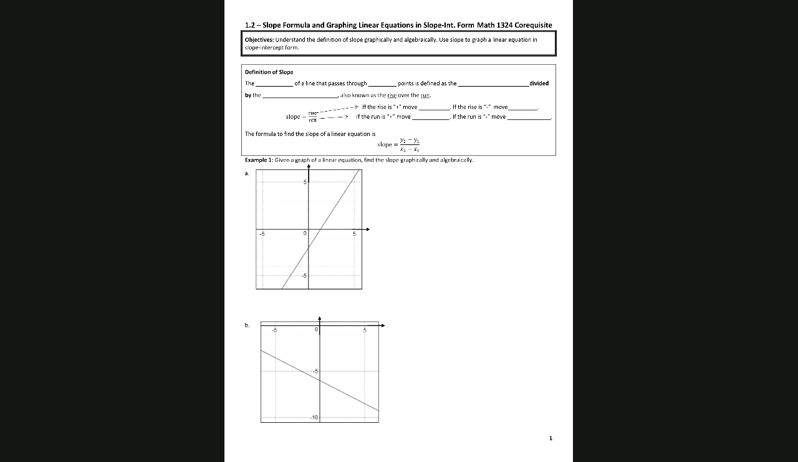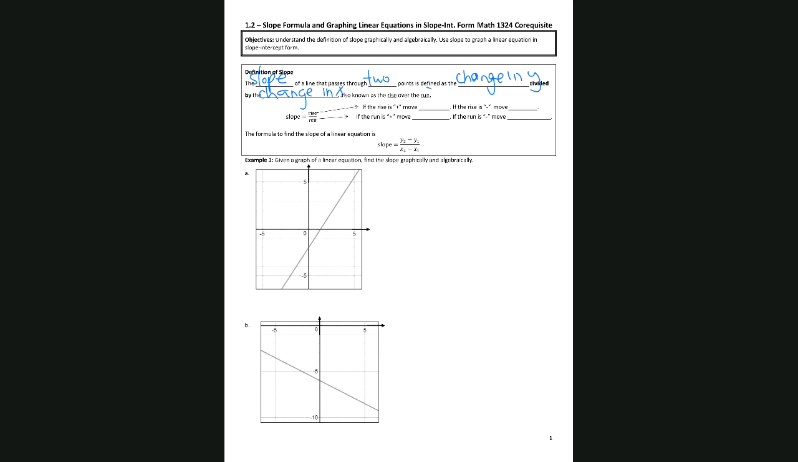So we have here that the slope of a line that passes through 2 points is defined as the change in y divided by the change in x. Also, it is also known as the rise over run.